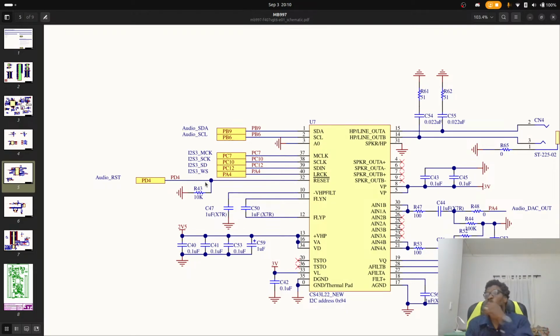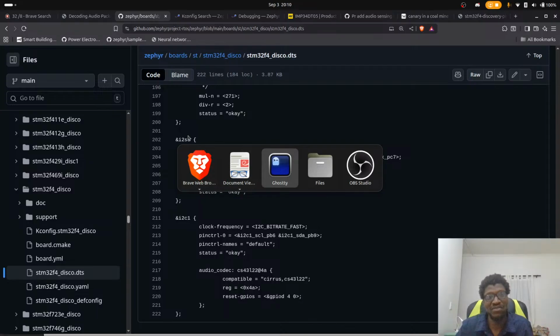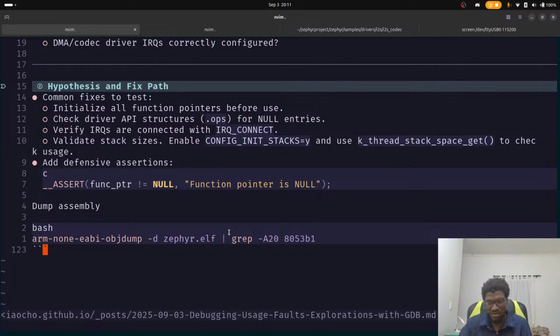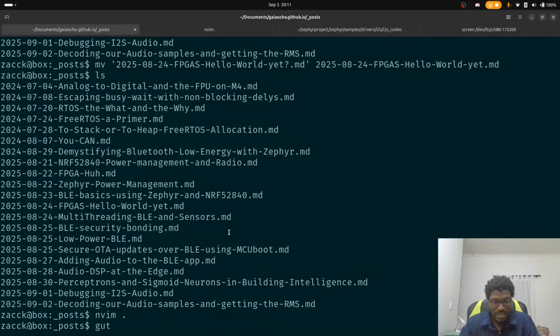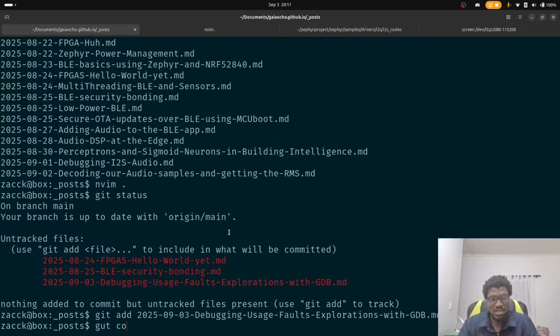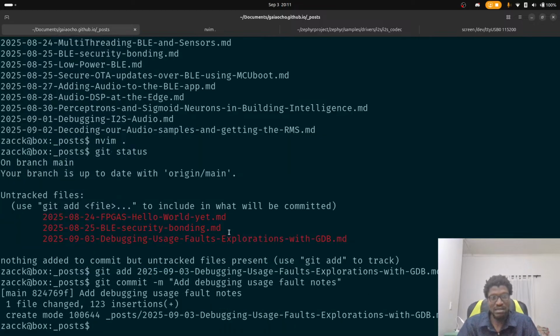But anyways, we're going on past an hour now, and I think I'm going to stop there. Let's actually finish my notes for this. Git status, 2025-09. Git commit -m add debugging UsageFault notes.